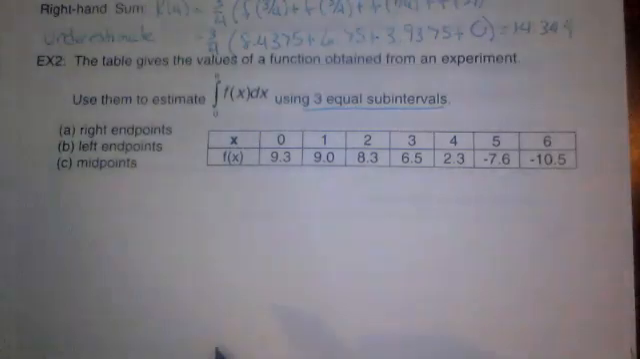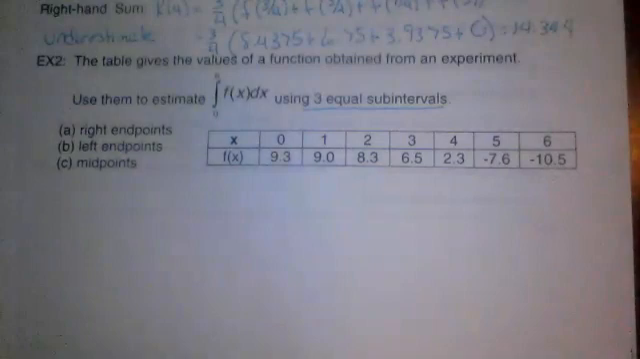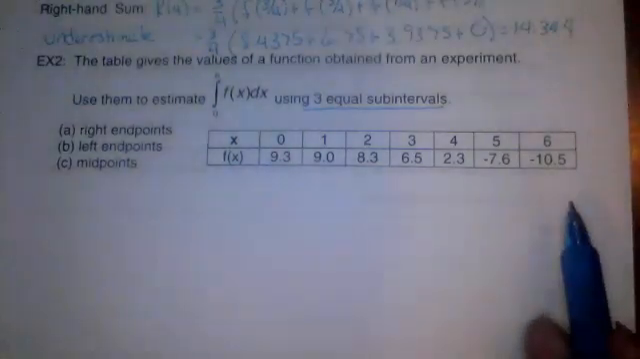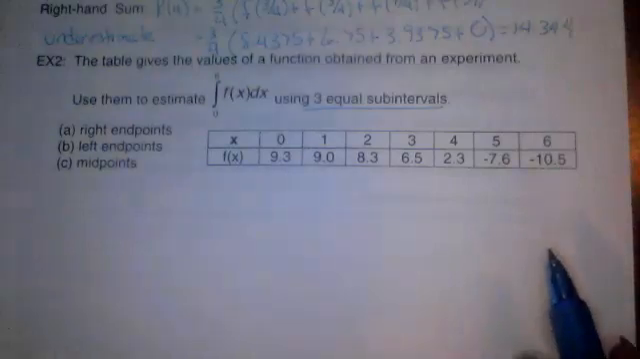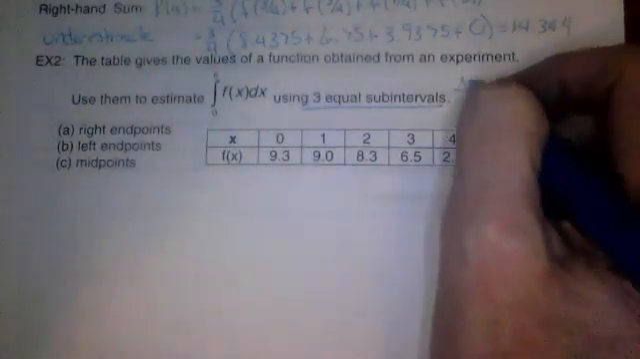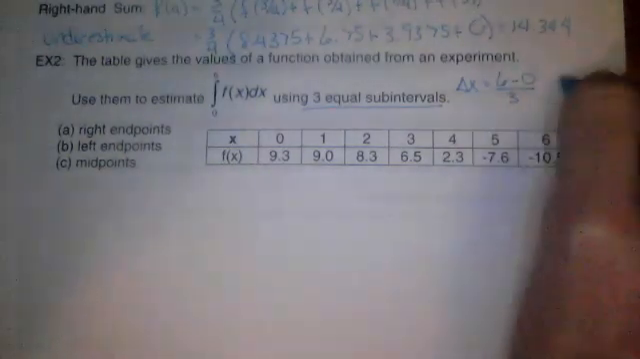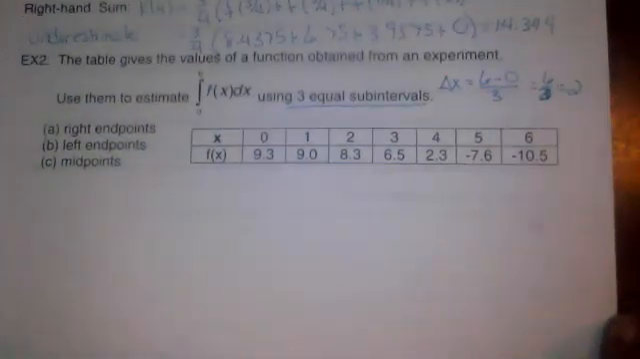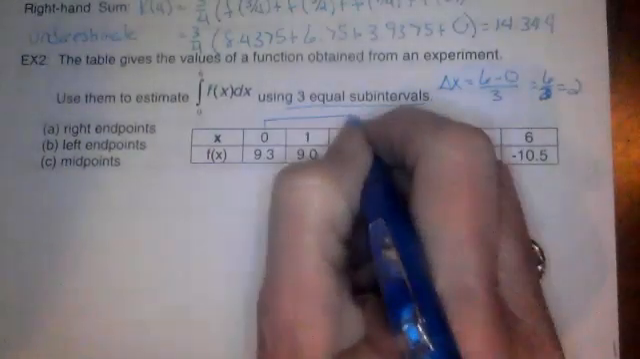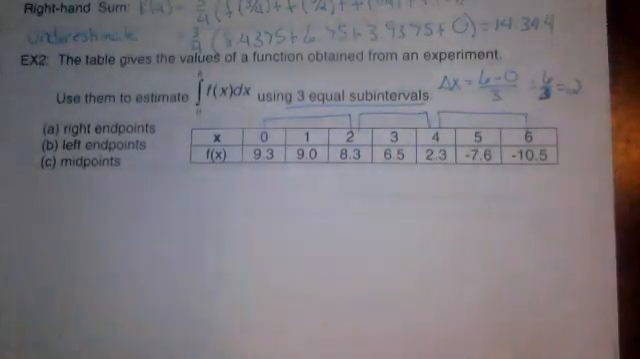using three equal subintervals, 3 rectangles. Well, they gave us 6 different intervals, so there's actually 6 rectangles, but we only want 3. So what does that mean? Well, remember our b minus a, our delta x. So 6 minus 0 divided by 3 means 6 over 3, which is 2. Each of our rectangles is going to be 2 units wide, so we're going to go from 0 to 2, and then 2 to 4, and then 4 to 6.